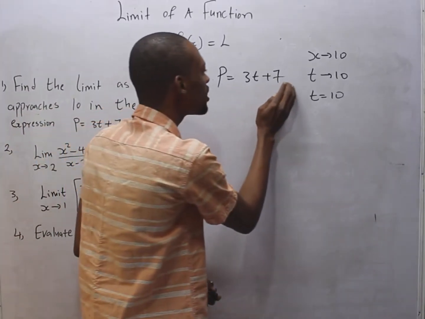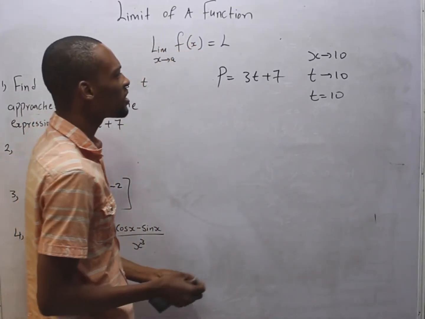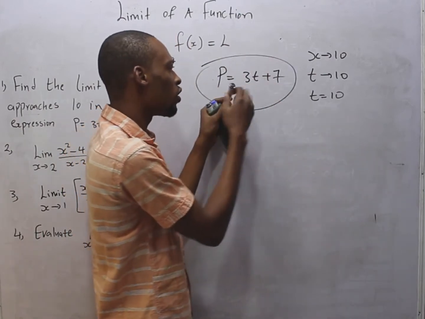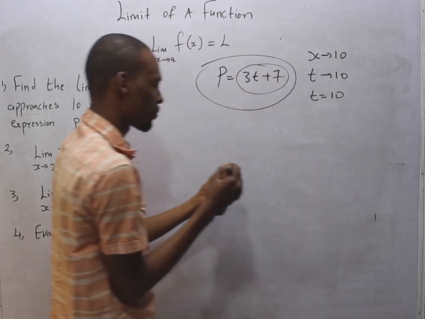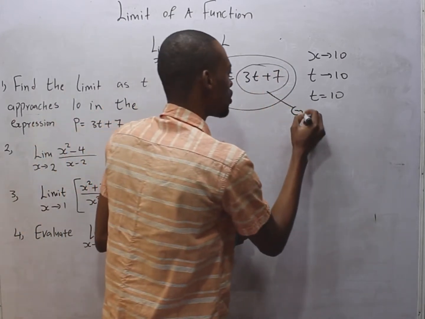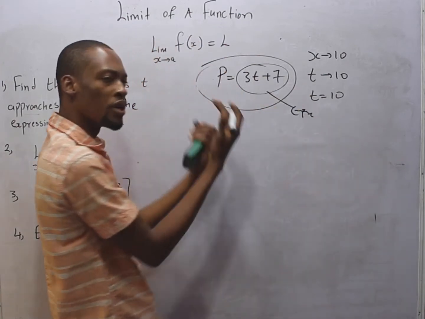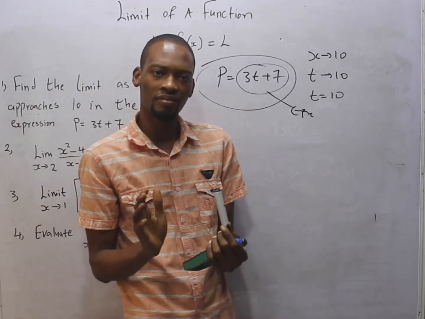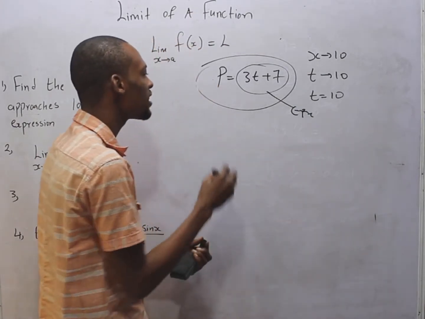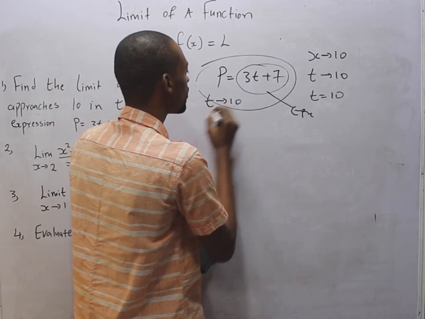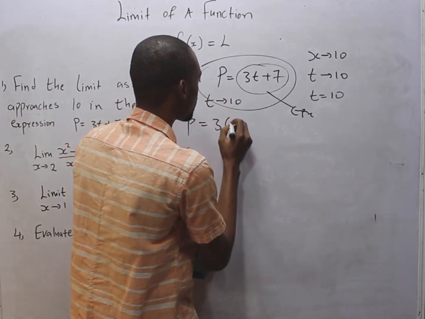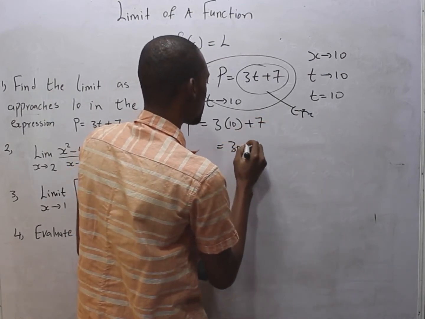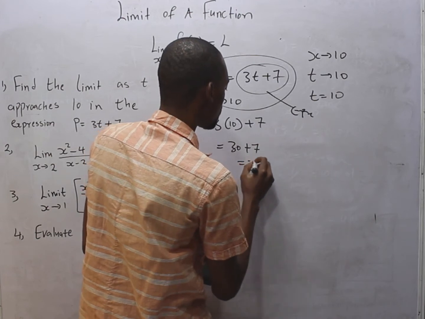So given p is equal to 3t plus 7, it doesn't need simplification. This is an expression because there is no equality sign, and everything is an equation because there is an equality sign. Hope you understand that. If yes, we simply say that as t tends to 10, p is simply equal to 3 times 10 plus 7. This is equal to 30 plus 7 equals 37.